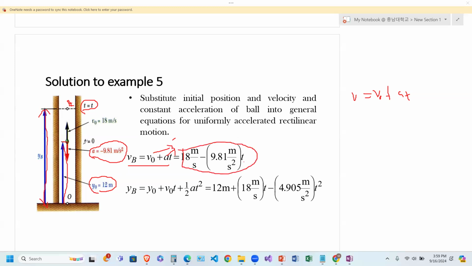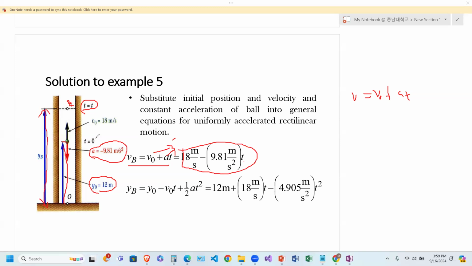Again, let's also remember we developed an equation that incorporates the distance as well as the speed as well as the acceleration.